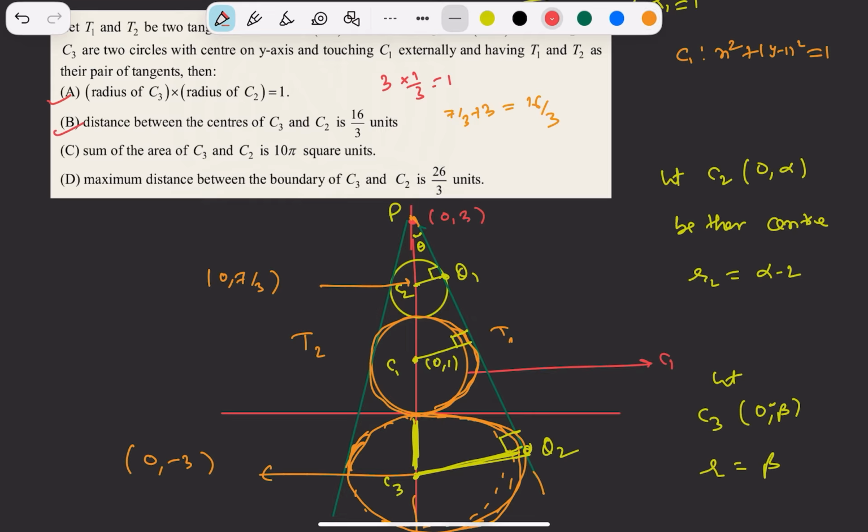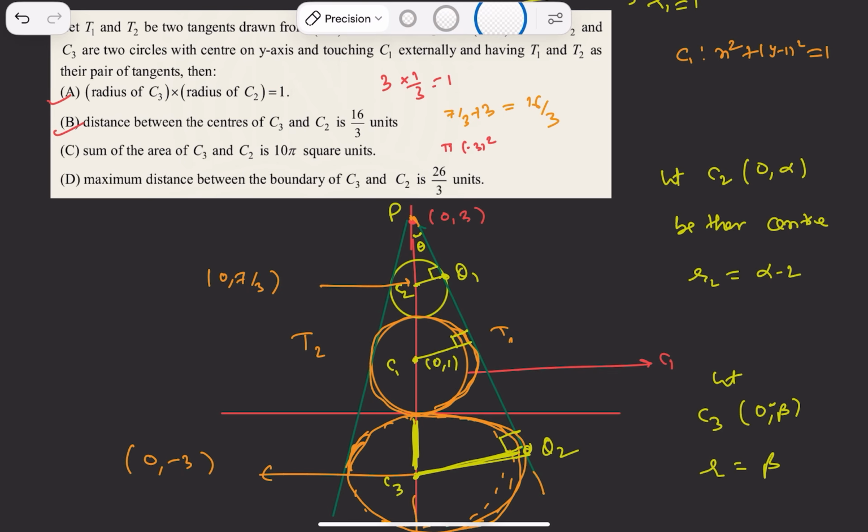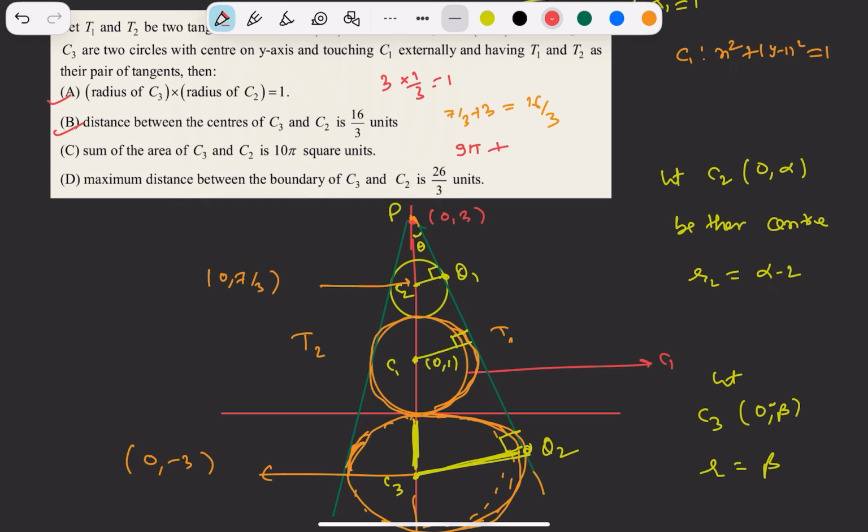Now the sum of the areas of C3 and C2. So what is the area of C3? Pi r square. So pi into 3 whole square, because radius should be positive. 3 whole square means 9. So I can say 9 pi plus pi r square. What is the radius of this one? 1 by 3. So 1 by 3 whole square is 1 by 9, times pi. If you add, are you getting 10 pi? No. So the third option is not correct.